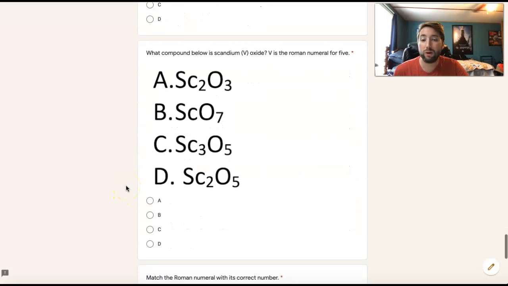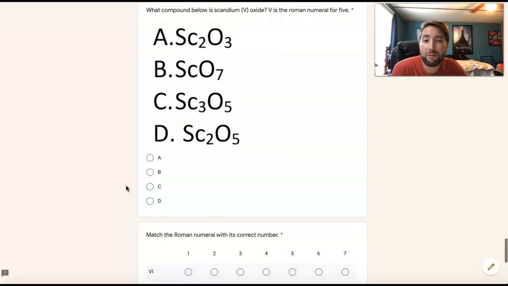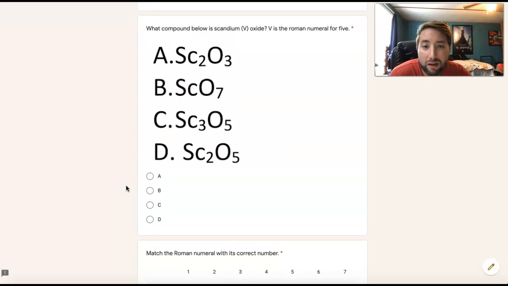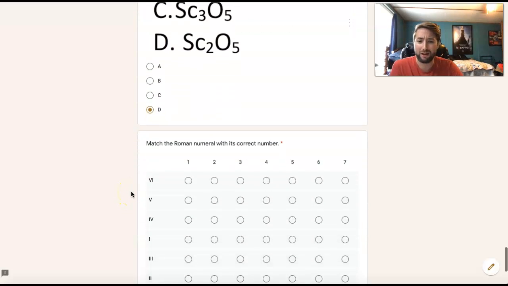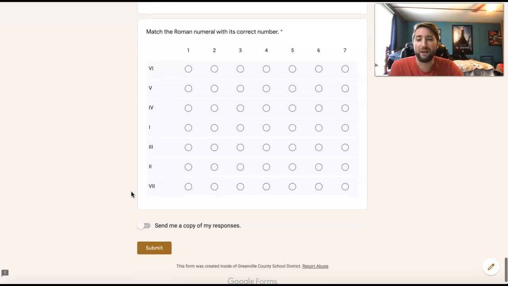All right, it says, what compound below is scandium(V) oxide? V is the Roman numeral for 5. So we're looking for a compound where the number on the other one is a 5. Oh, looks like there are 2 of them, which is C and D. But remember, the charge on oxygen is 2, so it's got to be D. And that was a little bit tricky. Sorry about that one.